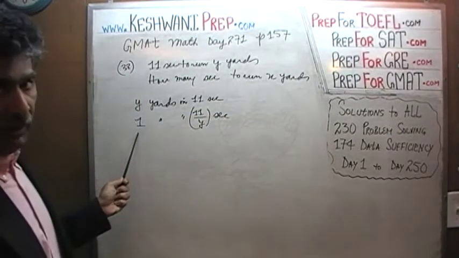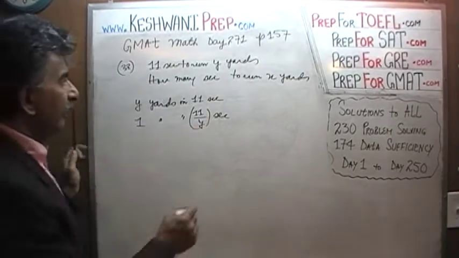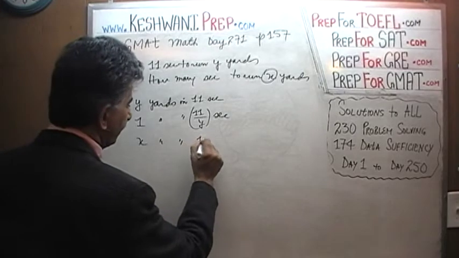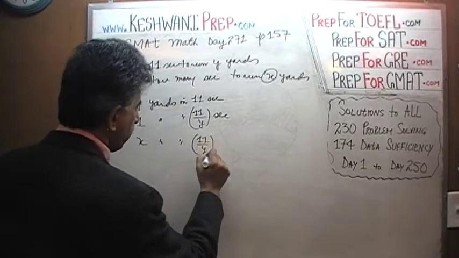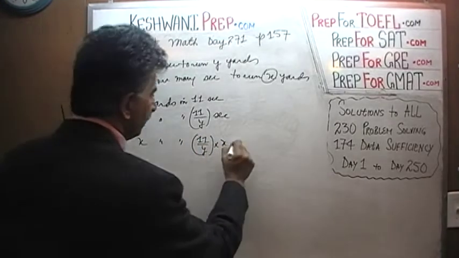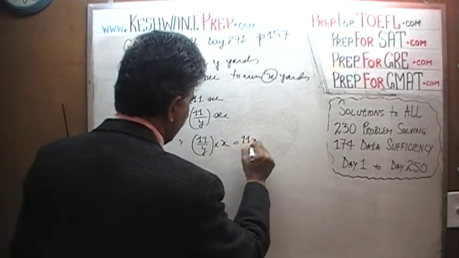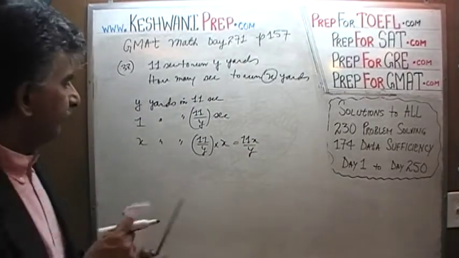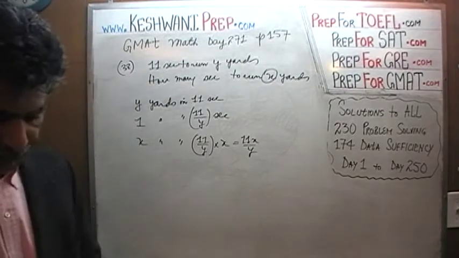But we don't want to run 1 yard, we want to run x yards. So x yards would simply be x times this amount, which is the same as 11x over y. That's all, nothing to it. The answer is A.